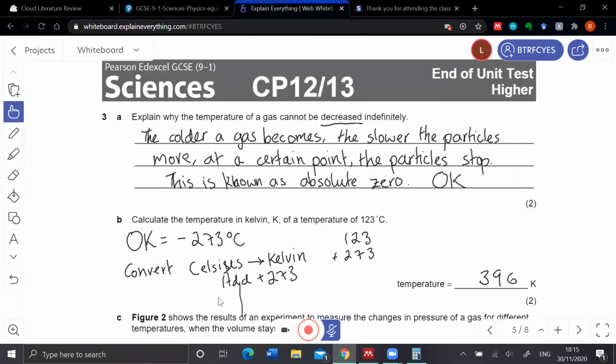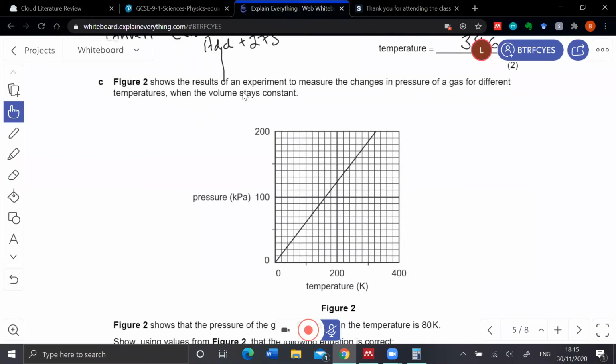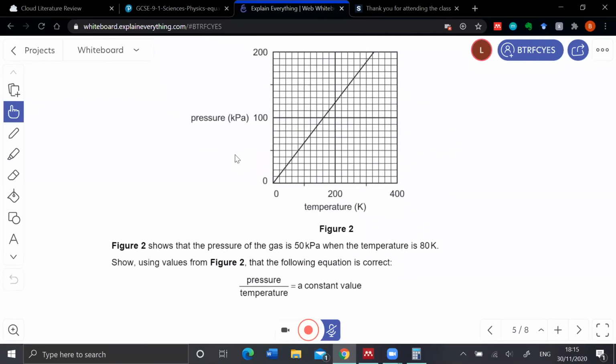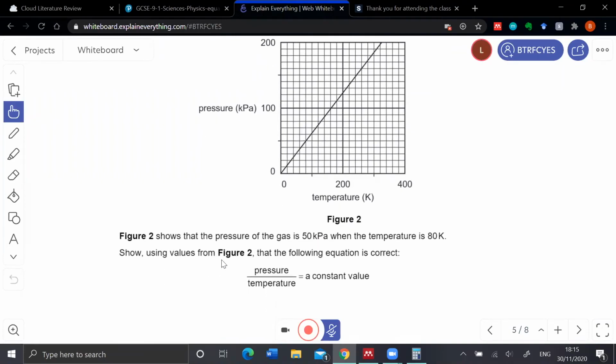Okay, so it says figure 2 shows results of an experiment to measure the changes in pressure of a gas for different temperatures when the volume stays constant. We've got pressure in kilopascals, and temperature. As temperature goes up, pressure goes up. Kilopascals are thousands of pascals. Figure 2 shows the pressure of a gas is 50 kilopascals when the temperature is 80 Kelvin. Show, using values from figure 2, that the following equation is correct: pressure divided by temperature is a constant value.